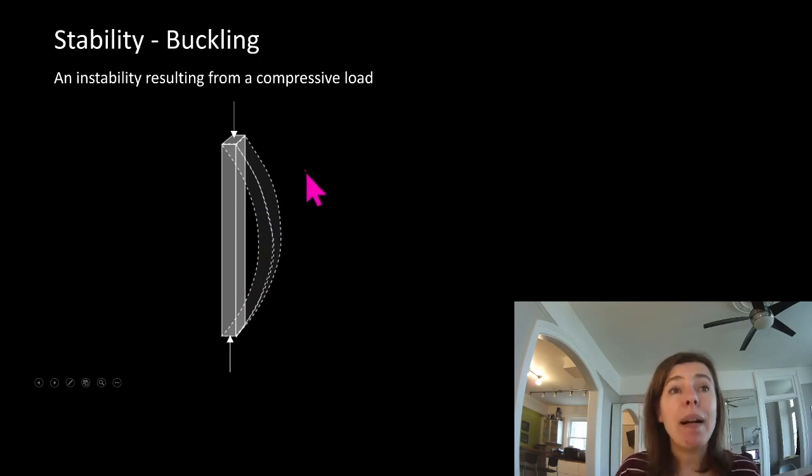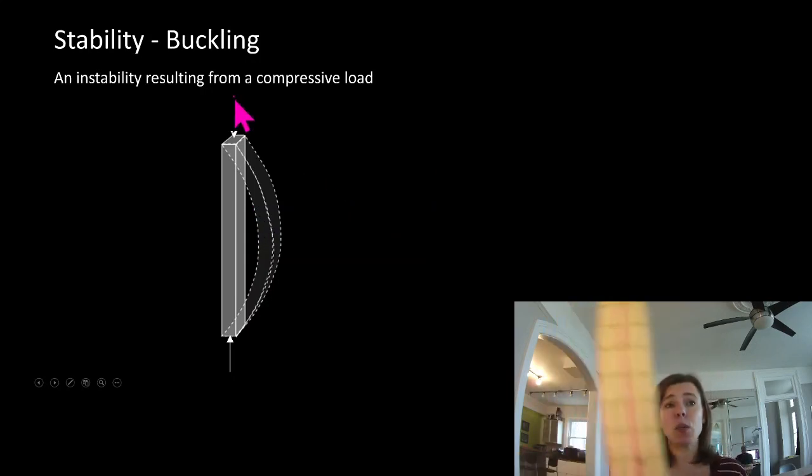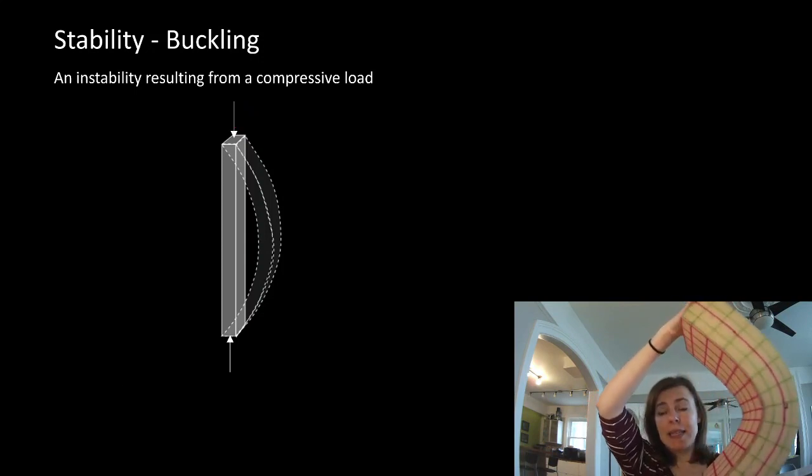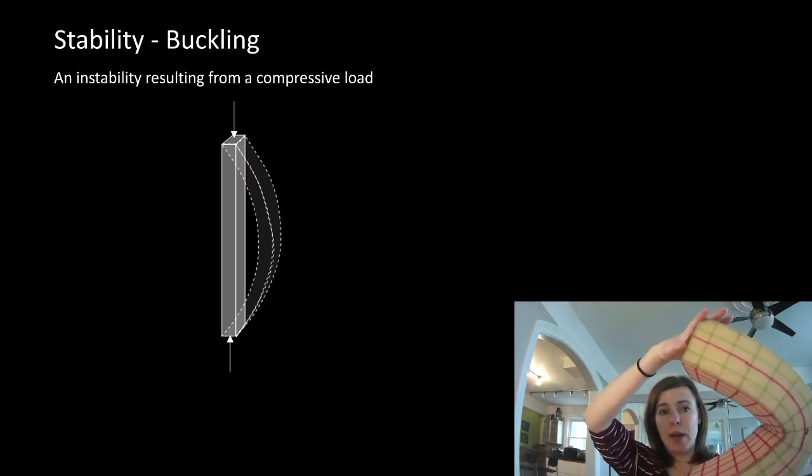So buckling. Buckling is when, as I load this, it's slender and so it wants to pop out sideways.